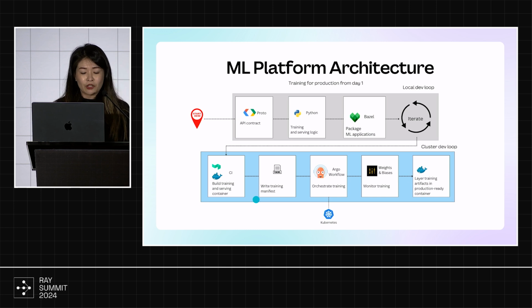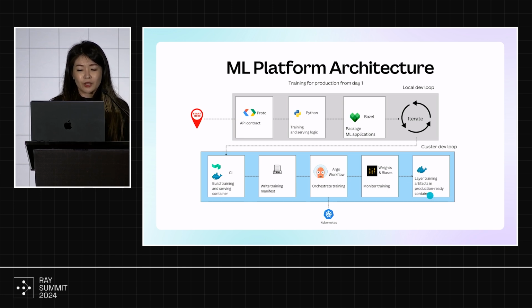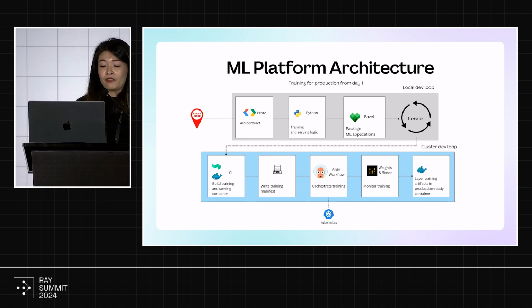And then once you're satisfied with your local training, you can scale your model up into the cluster dev loop. So this would involve building an image on CI, and then compiling a training manifest, and then you finally run that workflow on Argo, which is in Kubernetes. At the end of the training cluster dev loop, you'll have these model artifacts that can be layered into a production-ready container and deployed as an endpoint to serve whatever feature that we have on the front end.